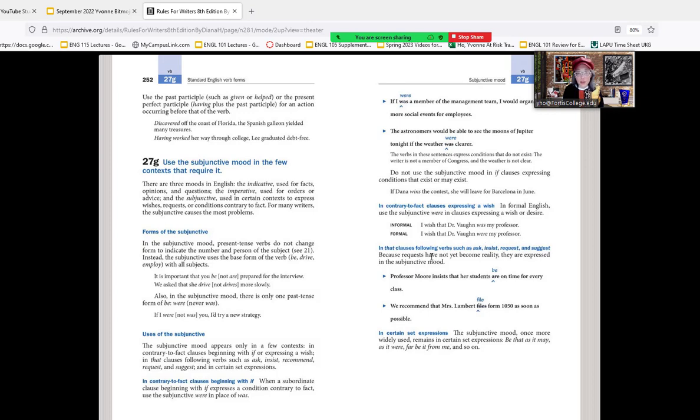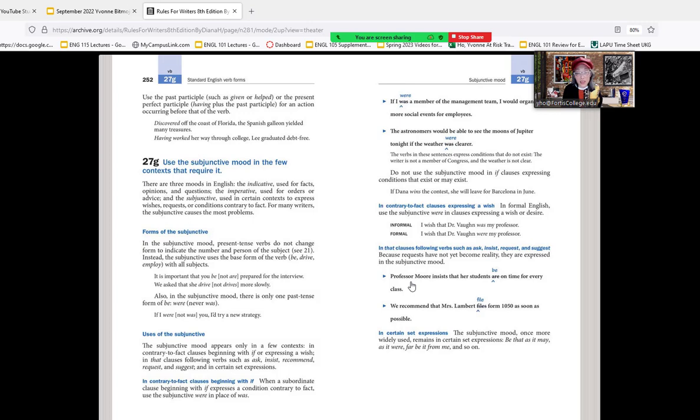In that clauses following verbs such as ask, insist, request, and suggest. Because requests have not yet become reality, they are expressed in the subjunctive mode. Professor Moore insists that her students be on time for every class. We recommend that Mrs. Lambert file Form 1050 as soon as possible.